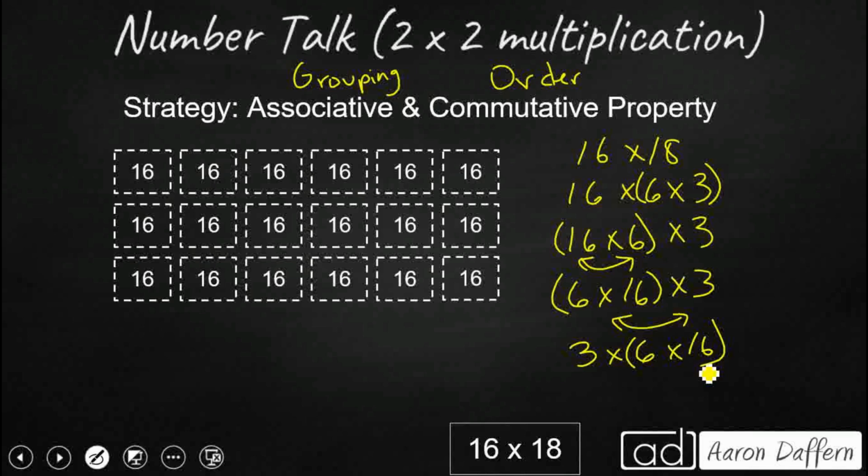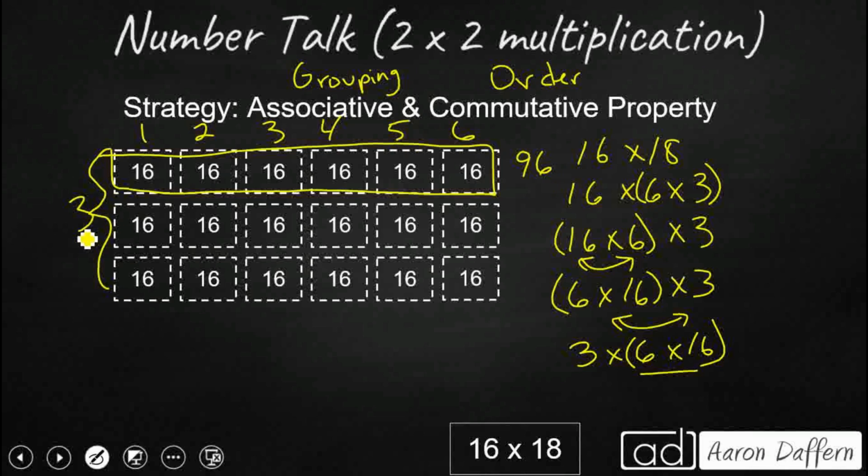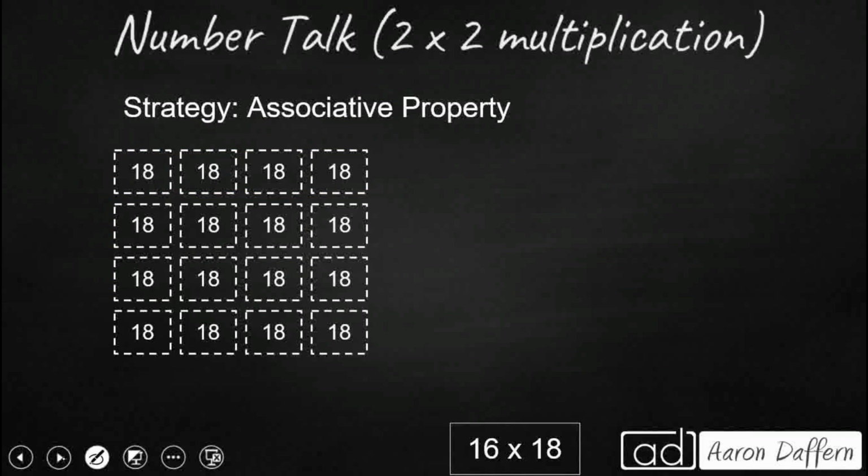So that's what I've got here. I've got 6 groups of 16. I've got right here 1, 2, 3, 4, 5, 6 groups of 16. So that's going to give me 96. And as you can see, I've got 3 groups of 6 groups of 16. So I'm just going to skip count by 96s. 192, 288. So that might be a little bit easier for some people.